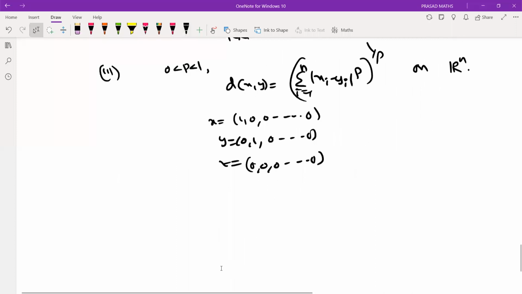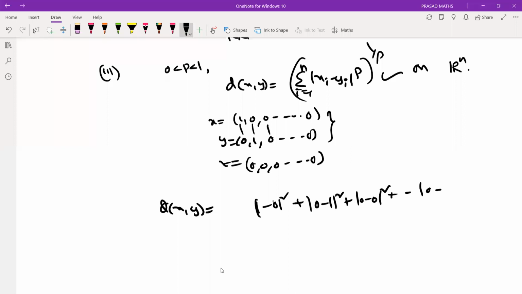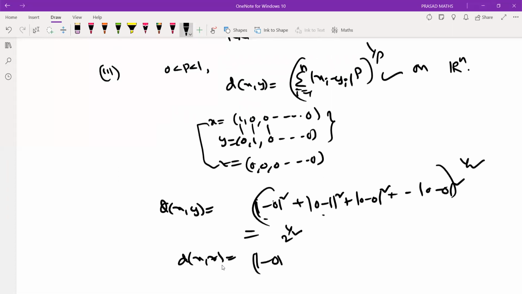The distance between x and y is the Euclidean distance. What is this Euclidean distance? Square root of (x1 minus y1) whole square, the formula. So (1 minus 0) whole square, (0 minus 1) whole square, plus (0 minus 0) whole square, whole power 1 by 2. But what is this? 1 plus 1, 2, 2 power 1 by 2. This is d. Similarly, the distance between x comma z: (1 minus 0) whole square plus (0 minus 0) whole square, whole power 1 by 2, is exactly 1. This is exactly the same as the distance between z comma y also.